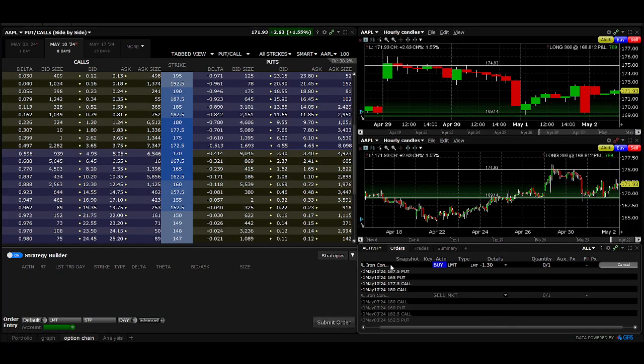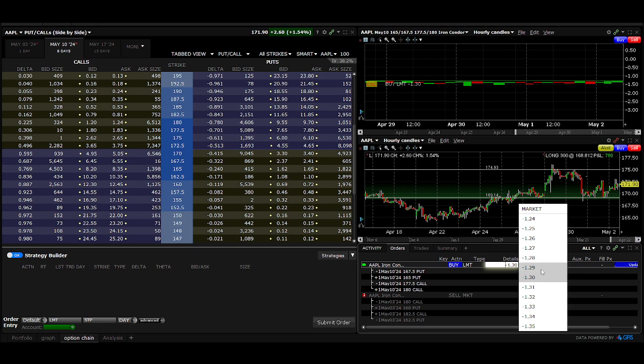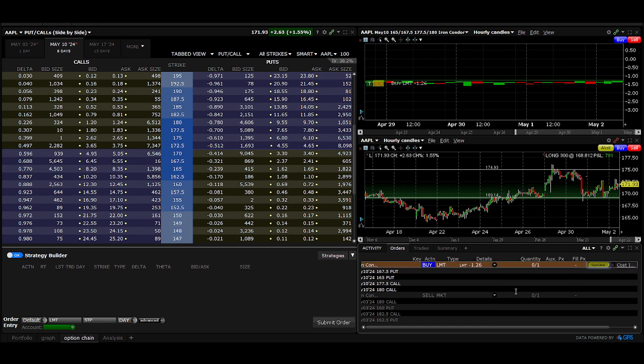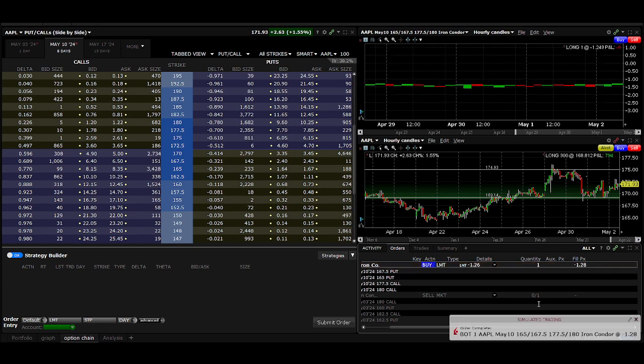You see on the right side in the orders tab that it is still there. We go a little bit aggressive. Order filled. Okay, so the order is filled. Iron condor for Apple. What does this mean? We have both the put side and the call side all together in this iron condor.